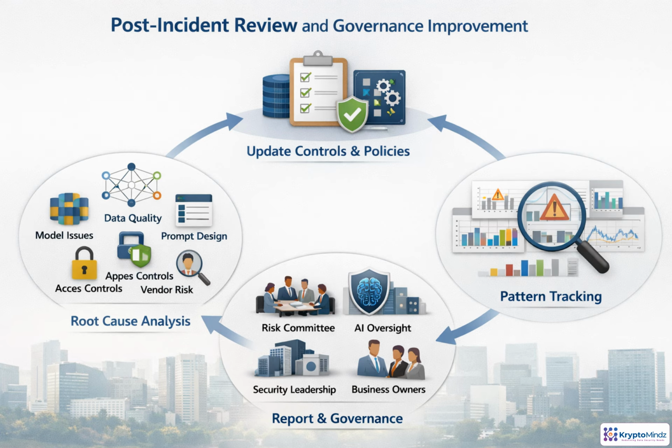An AI incident is not closed when service is restored. It is closed when the organization has learned from it. The review should trace root causes across the model: data, prompts, access, agent permissions, vendors, and human oversight. Then convert findings into stronger policies, playbooks, evaluations, monitoring thresholds, and approval gates. Recurring incidents should be escalated as governance signals, so risk committees, security leaders, AI oversight teams, and business owners can correct systemic weaknesses.